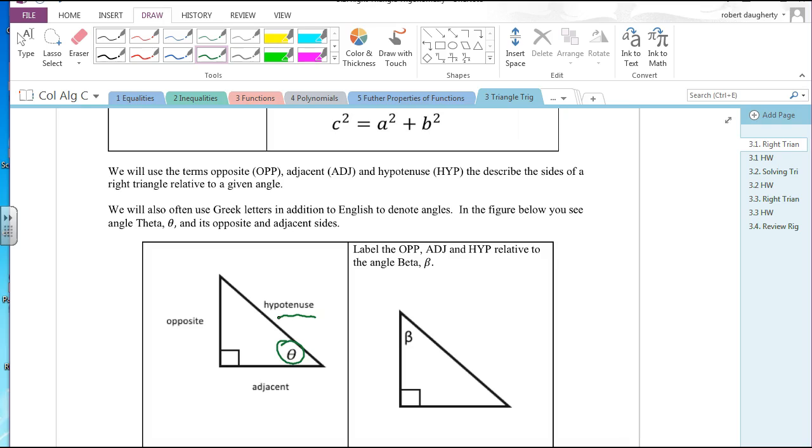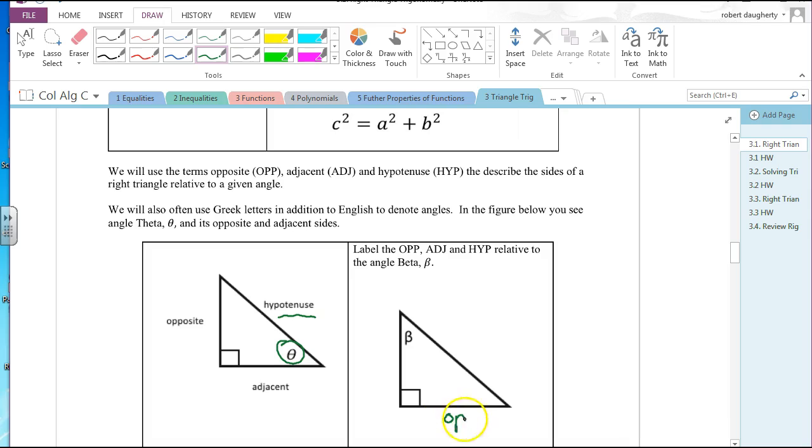Maybe the one that's labeled opposite, okay? What side is adjacent to this angle? The one that's labeled adjacent. See, you guys are on top of this. Now, what if you saw something like this? This is angle beta. Which side is opposite angle beta?